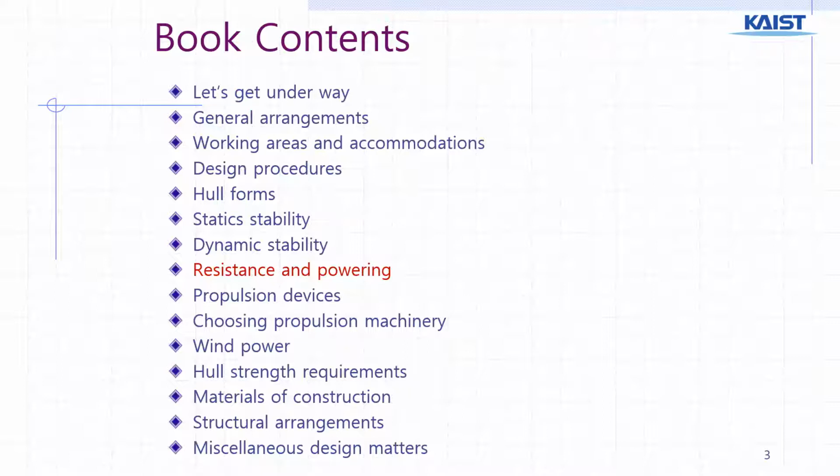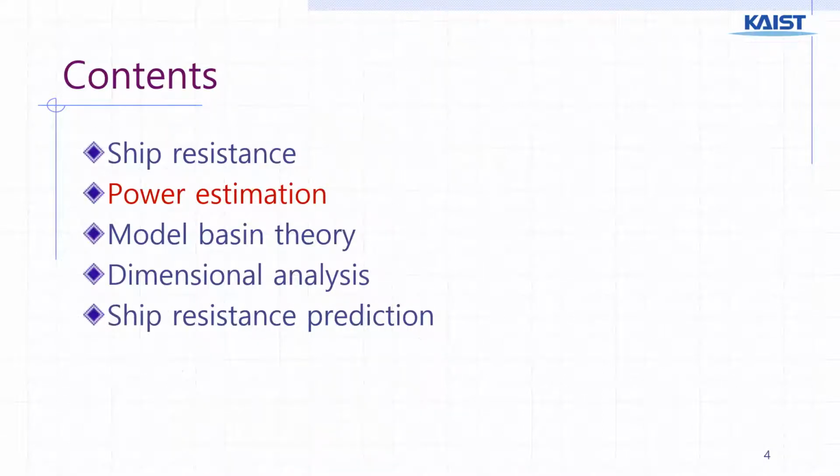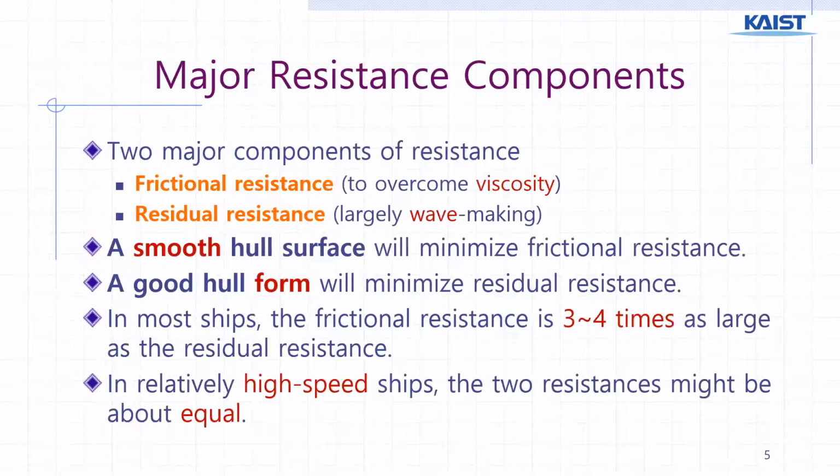So we are on resistance and powering. And resistance is covered by here. Right. And then we will do power estimation today. So once again, two major components, frictional and residual. Frictional comes from viscosity. Residual comes from wave making and also pressure difference around the surface.